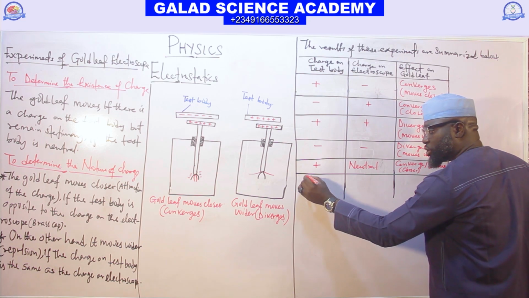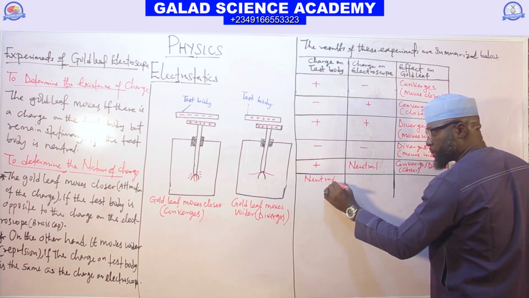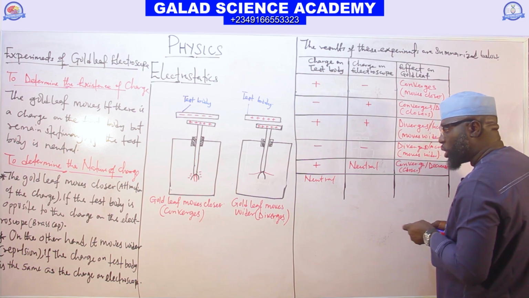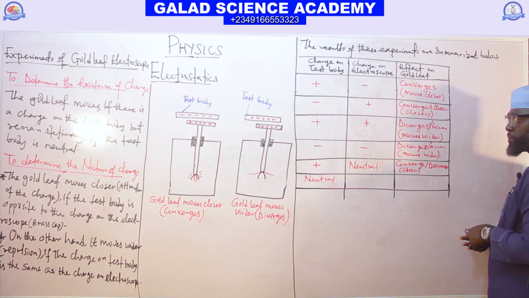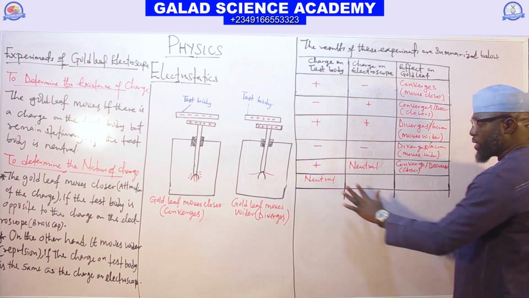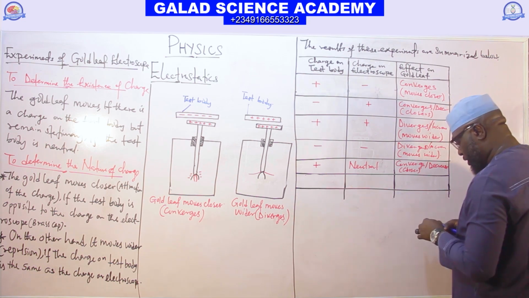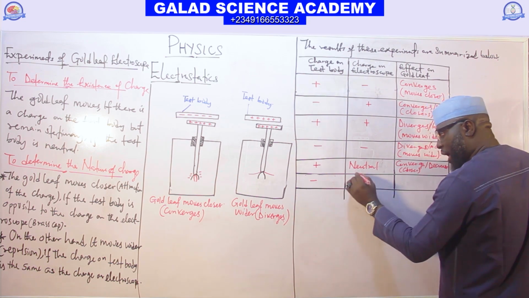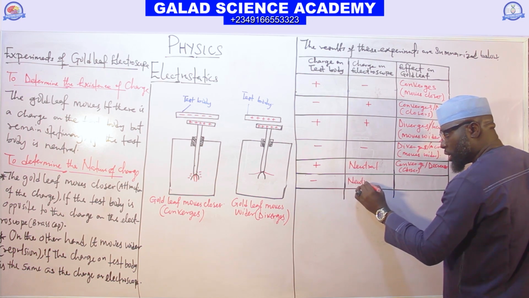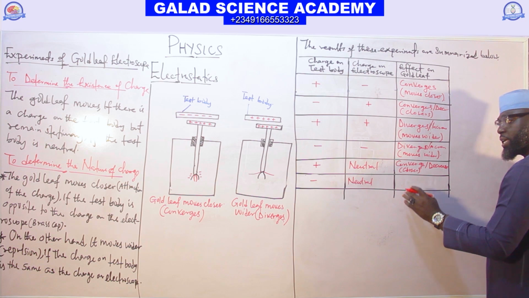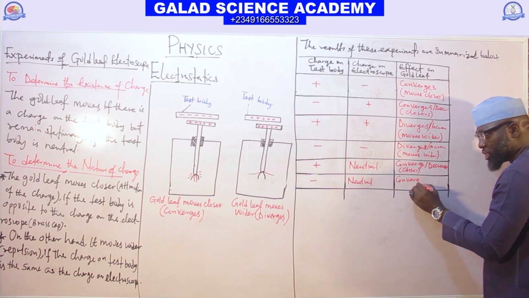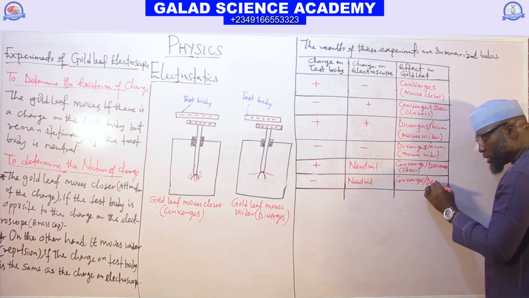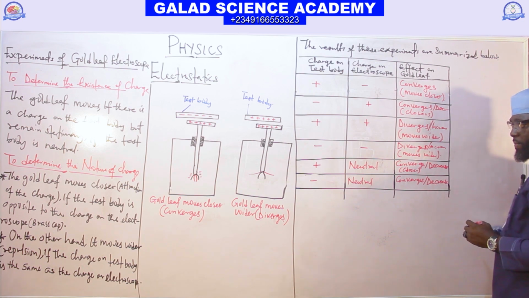So when the test body is neutral, when the test body is negative and the leaf is neutral, the gold leaf electroscope is neutral, you still experience what we call converge, which is, the leaf will decrease.